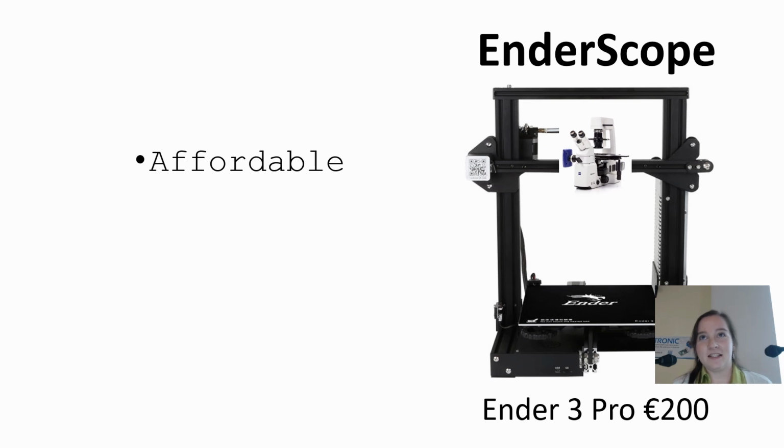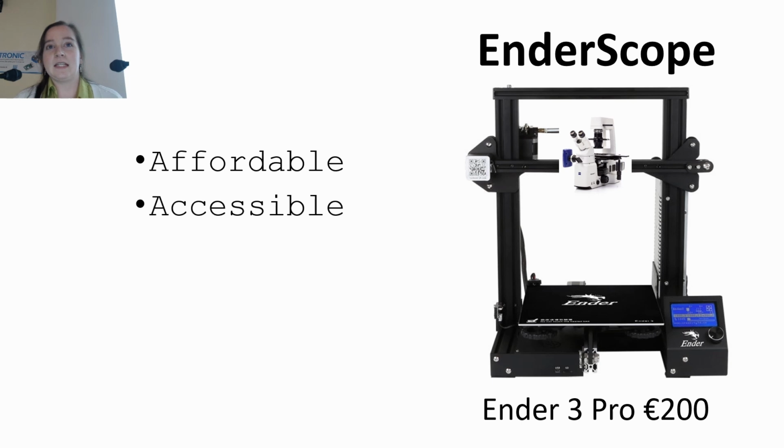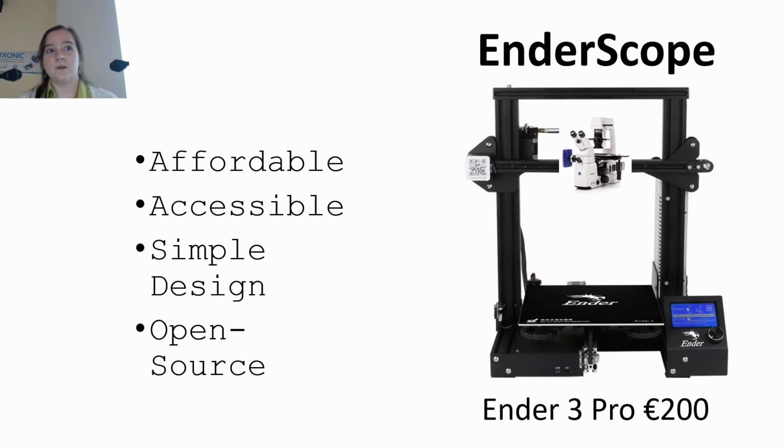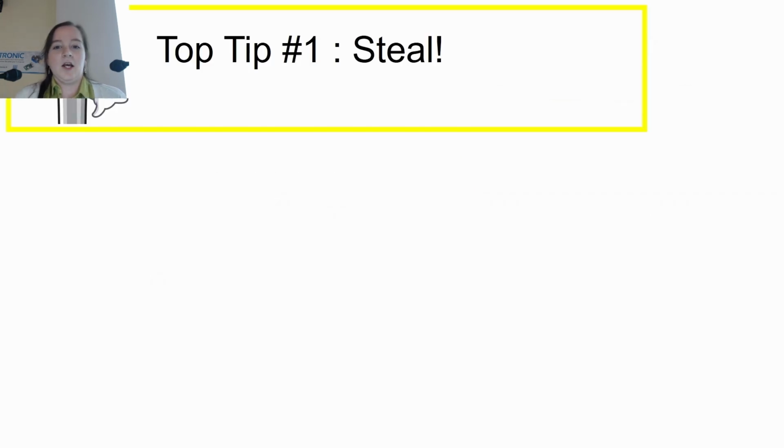So, if this instrument is going to be a scalable, accessible solution for microplastic pollution, we need to reduce all the barriers to entry for people to be able to reproduce this. So it needs to be affordable, which is why we chose the Ender 3 Pro 3D printer. It needs to be accessible, so the Ender is quite a ubiquitous entry-level 3D printer. It needs to have a simple design so people can actually follow along and reproduce it, and it needs to be open source so that there's no barrier to sharing the design.